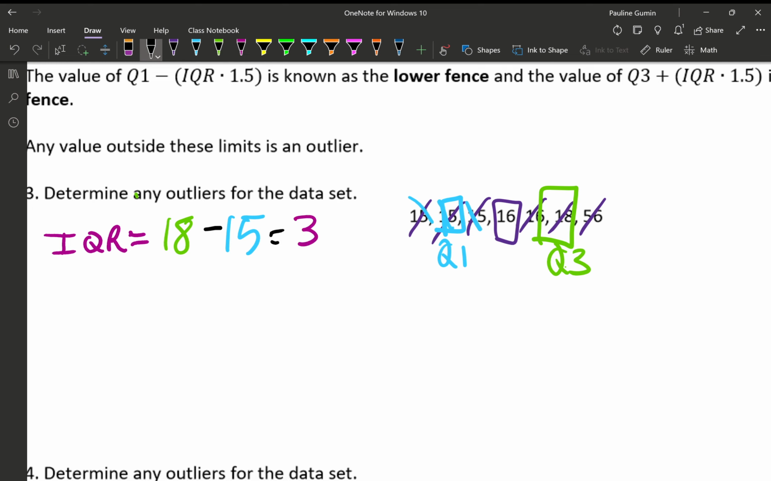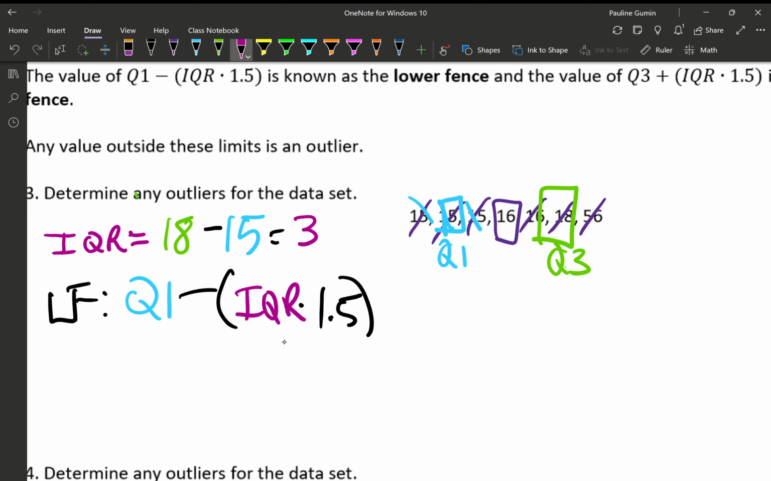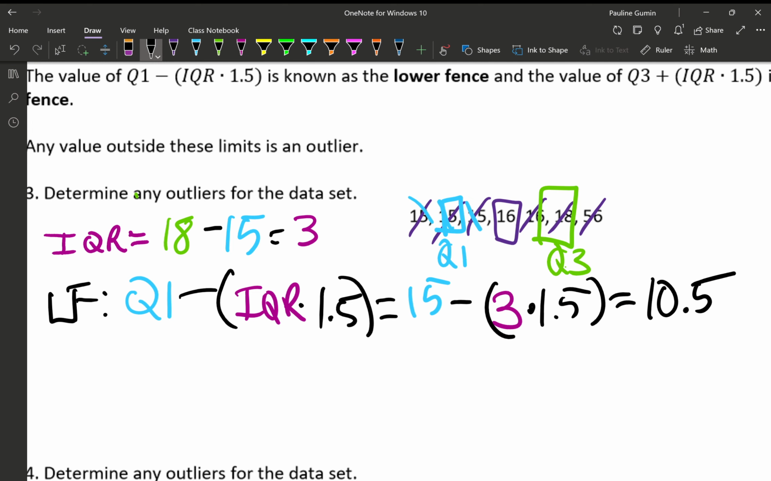All right, let's do our lower fence, LF for lower fence. Lower fence is going to be Q1 minus our IQR times 1.5, which means we have 15 minus 3 times 1.5. Plop that all into your calculator, you get 10.5. Do we have any numbers less than 10.5? No. Okay? We don't have any outliers on the lower end.